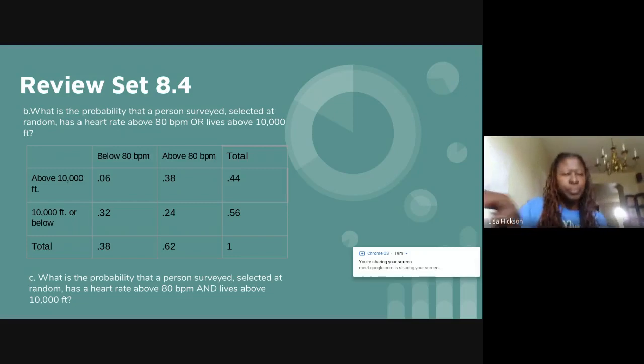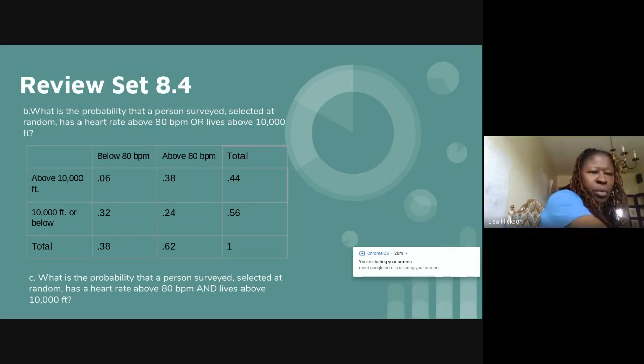Okay, so again, what is the probability that a person surveyed, selected at random, has a heart rate above 80 beats per minute or lives above 10,000 feet? What do you propose? Where would you get those values?